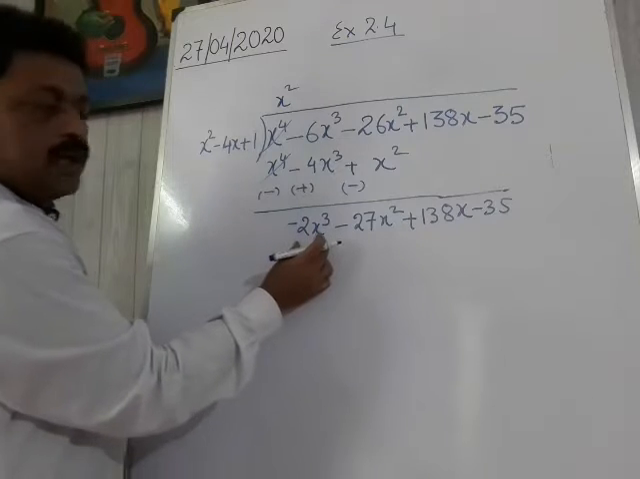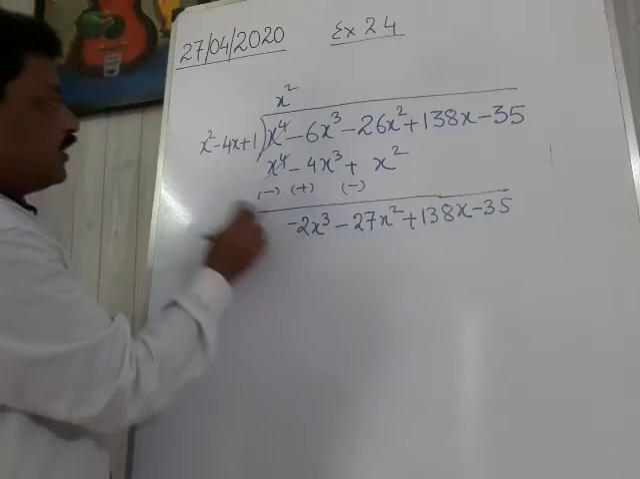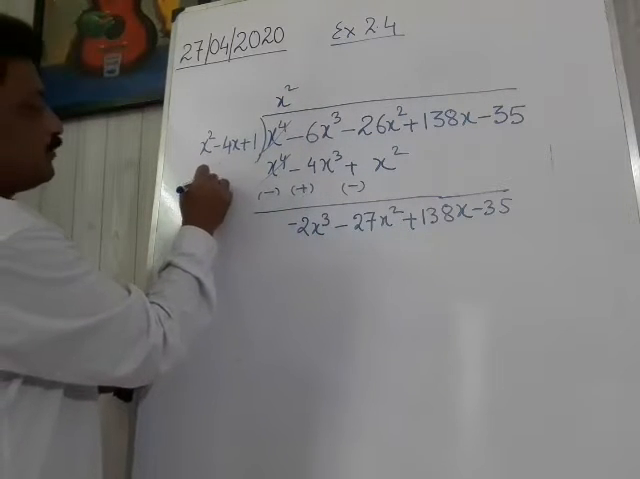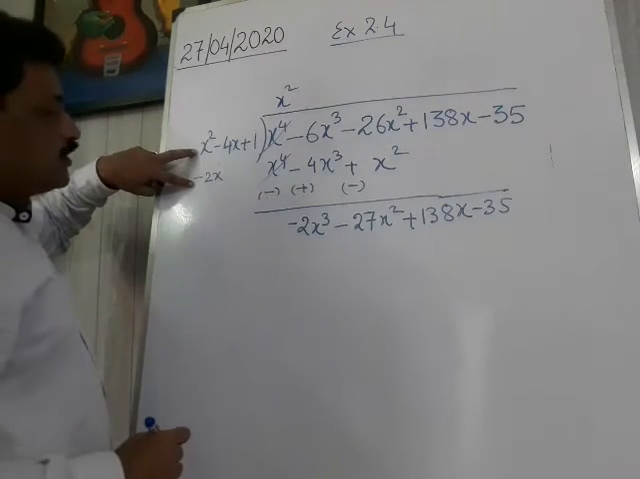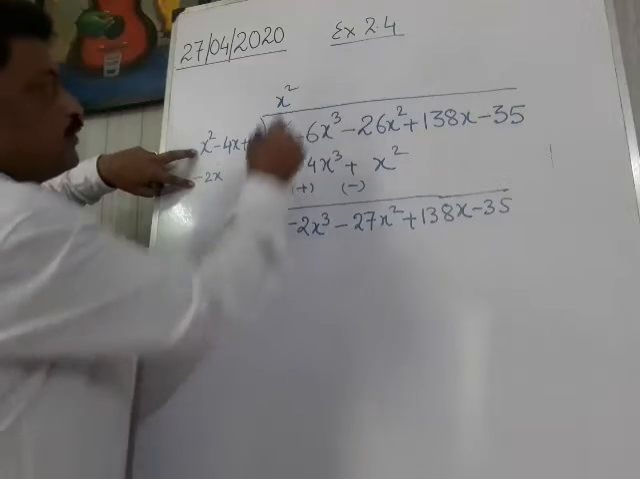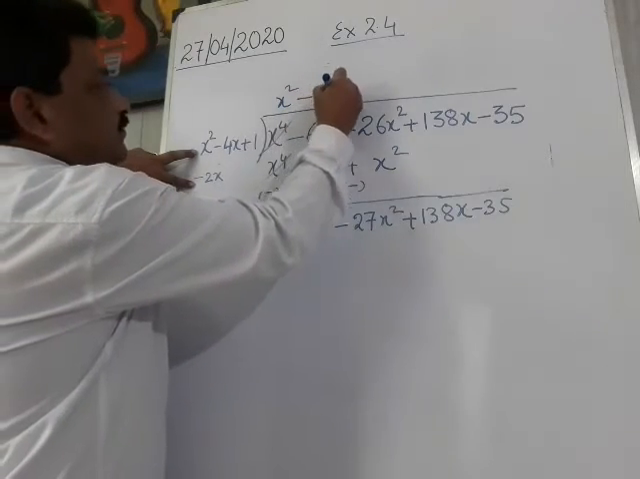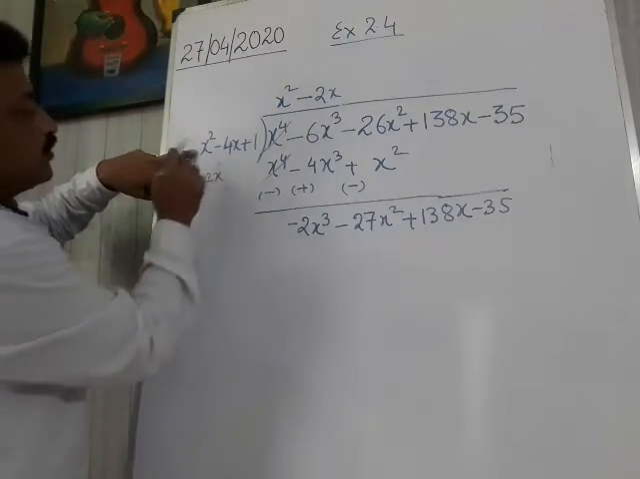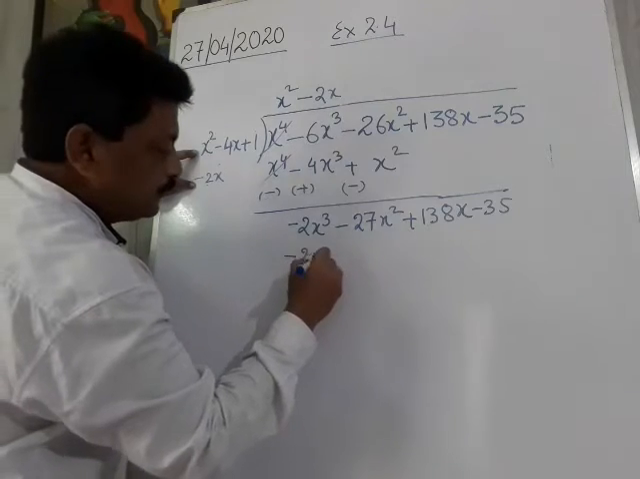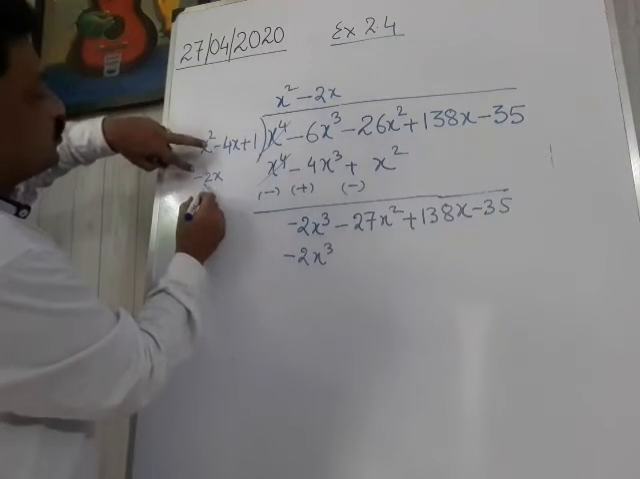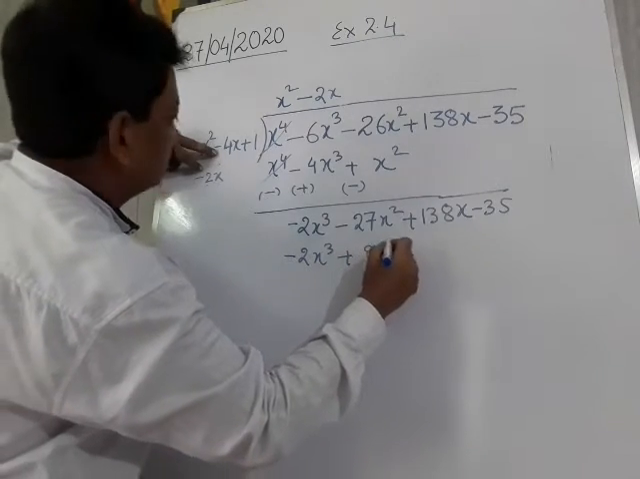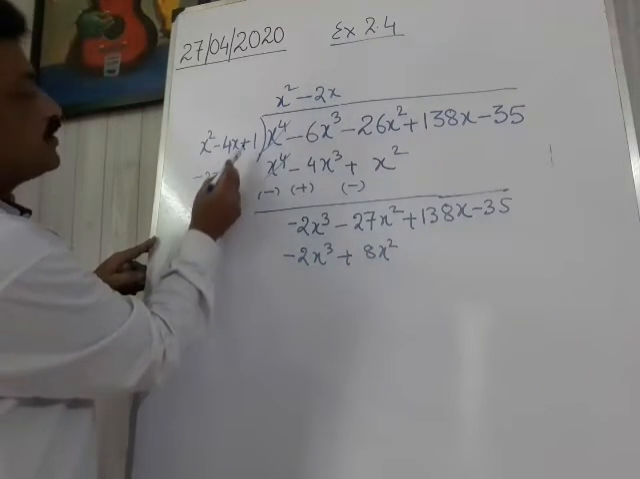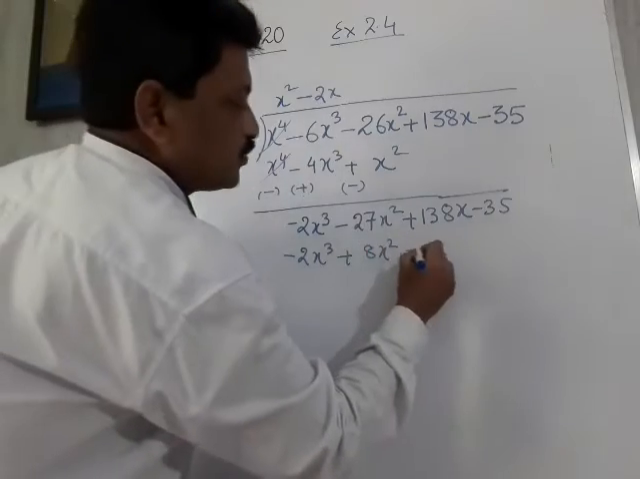Now the first term is minus 2x square, x cube, and this is x square. So we have to take minus 2x. That x square will be multiplied with minus 2x, it will become minus 2x cube. So minus 2x here. Minus 2x into x square is minus 2x cube. Minus 2x into minus 4x is plus 8x square. And minus 2x into 1 is minus 2x.